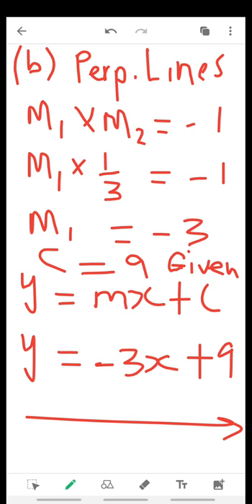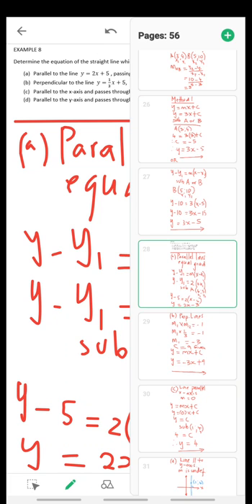Okay. Therefore, using this form of equation of a straight line, y equals mx plus c, then I said y equals, what is m? Minus 3 x. What is c? It's a positive 9, therefore plus 9. And that is the equation of what? Of the straight line perpendicular to the given other straight line, and this line passing through y-intercept 9. Okay.